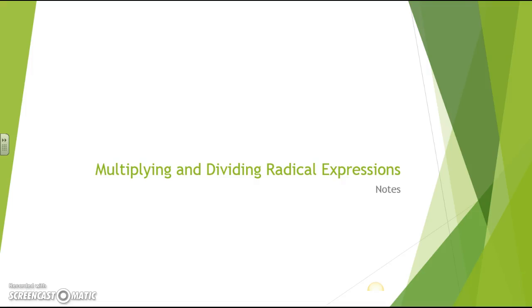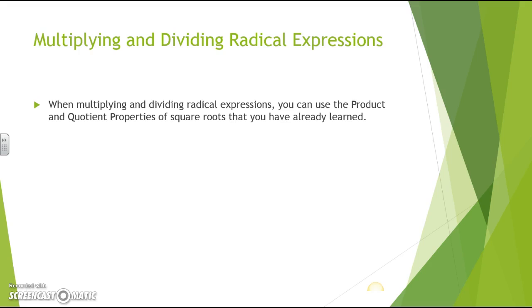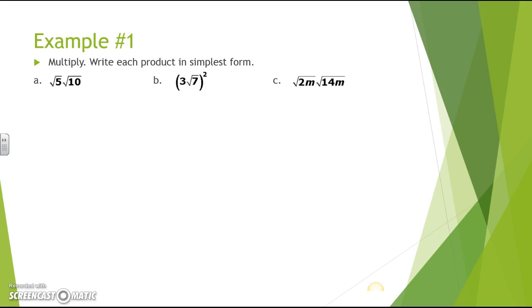Multiplying and dividing radical expressions. When you're multiplying and dividing radical expressions, you're going to use the product and quotient properties of square roots that we've already learned in section 11.7. So we're going to be making some connections with what we've learned into this new section here of multiplying and dividing these radical expressions. So our first example, it says multiply.